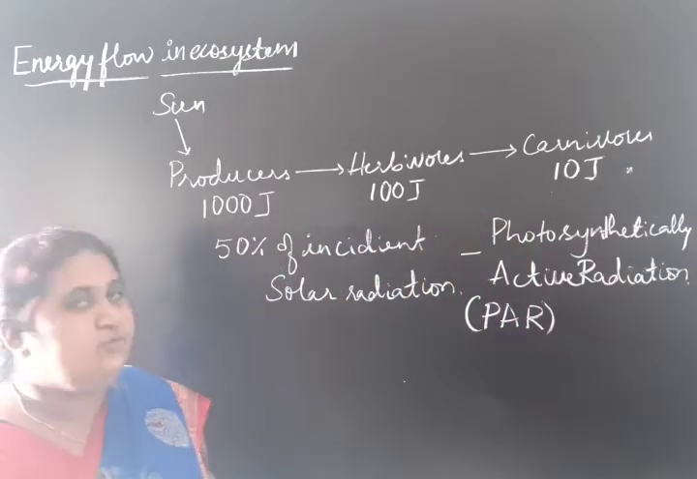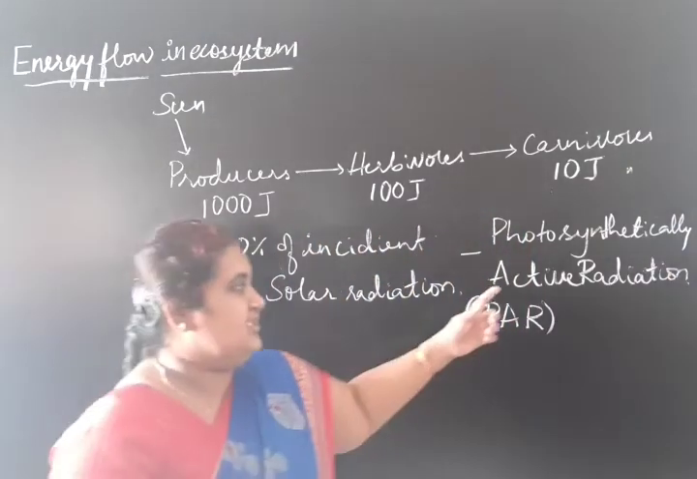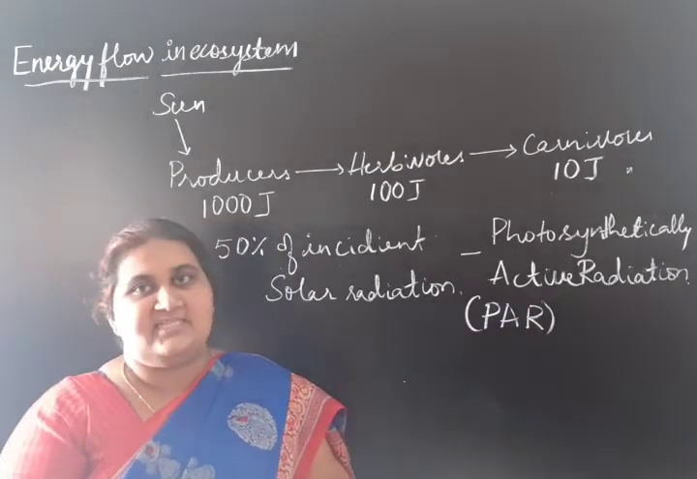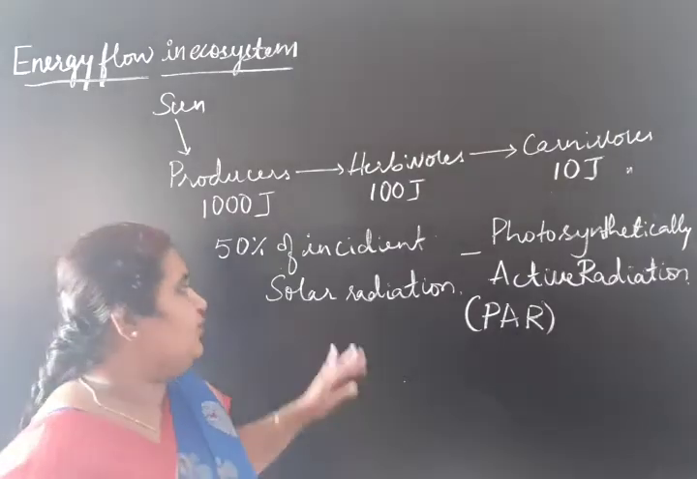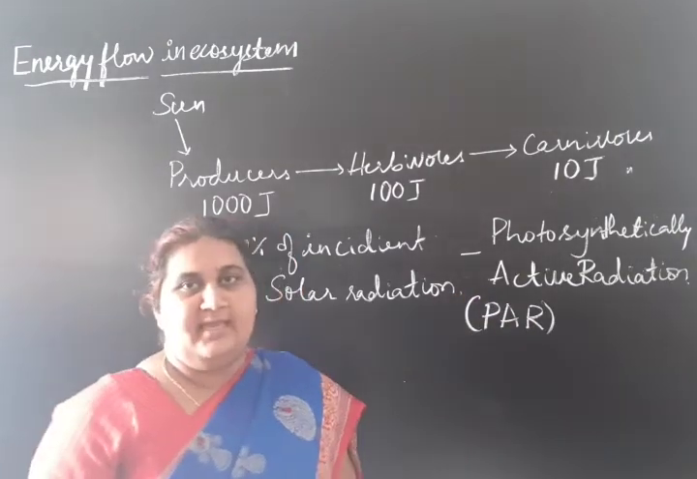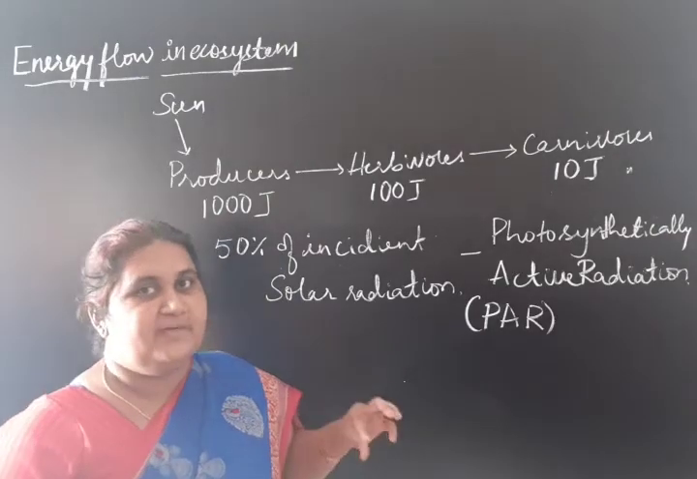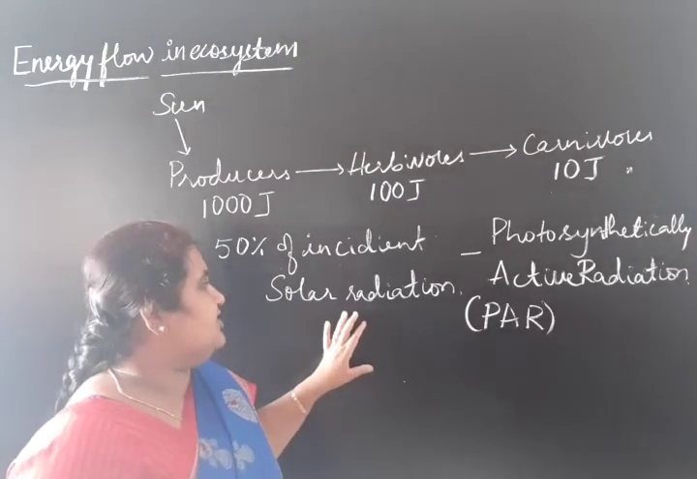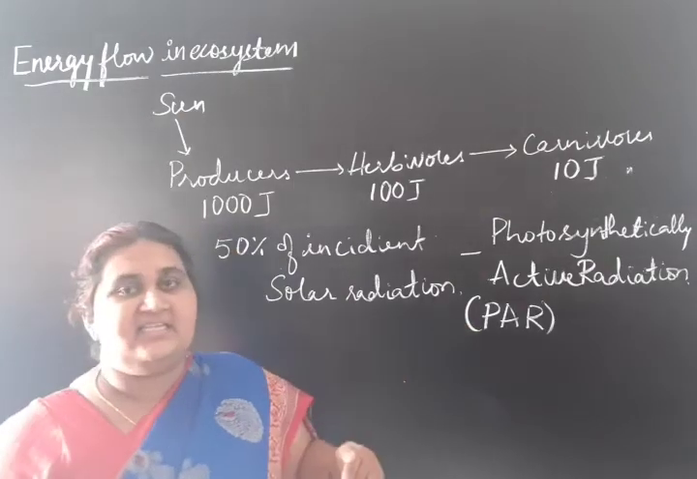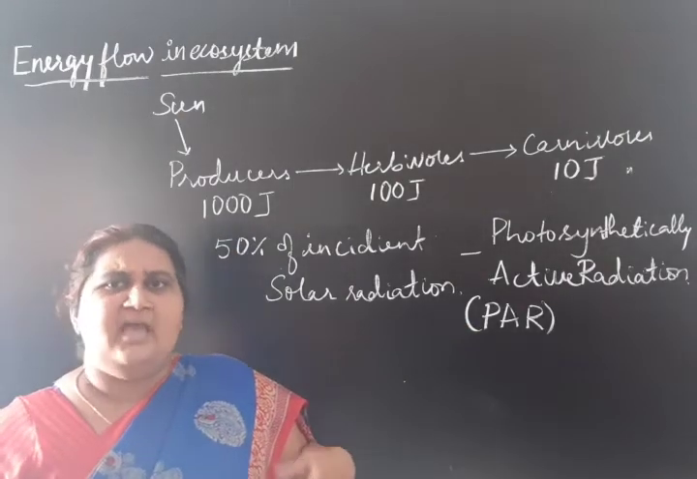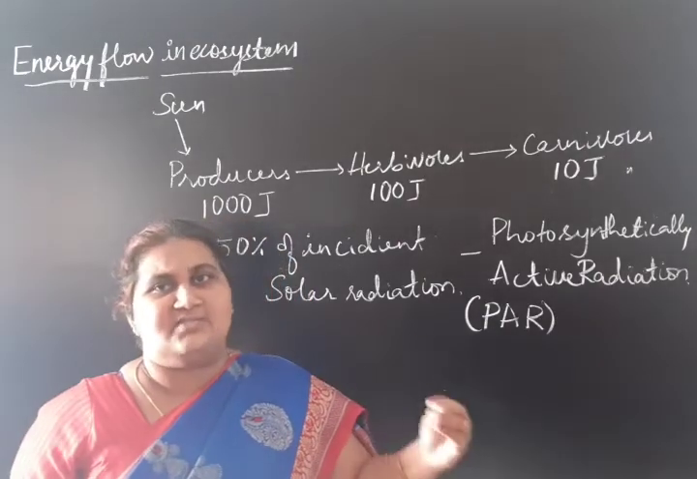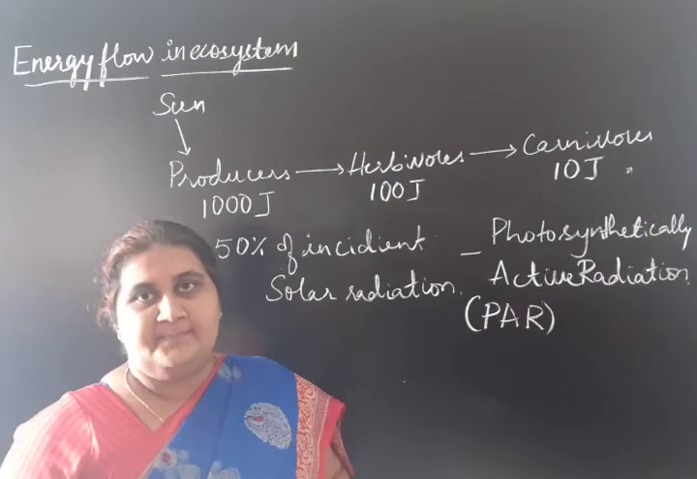Photosynthetically active radiation. What is PAR? The incident radiations which have the capacity to undergo photosynthesis are considered as PAR. How much percent of incident solar radiations are considered as PAR? It is 50%. The other 50% will be scattered or absorbed by the clouds, gases, and so on.